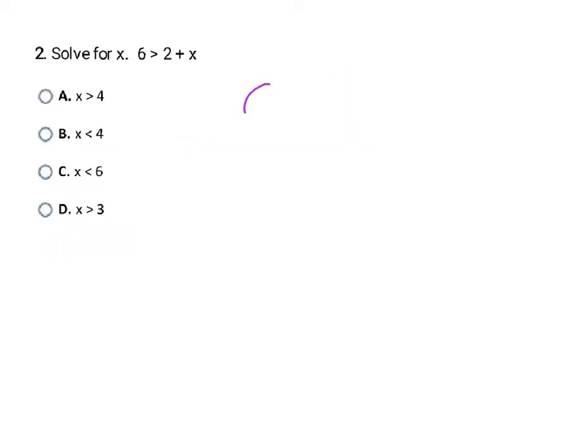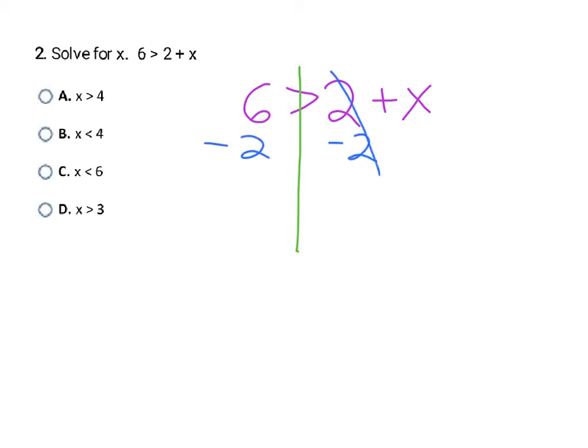Number 2, I have 6 is greater than 2 plus x, and I just rewrote that so it's easier to work with on the screen. Now I have to solve for x. My x, this time, is on the right side of the inequality, which is fine. Once again, I have this add 2. So to undo the adding 2, I'm going to subtract 2 from both sides. That's going to make these 2's cancel out. Then I'm just left with x on the right, and on the left, I have 6 minus 2, and that's going to be 4, and I still have my greater than symbol.